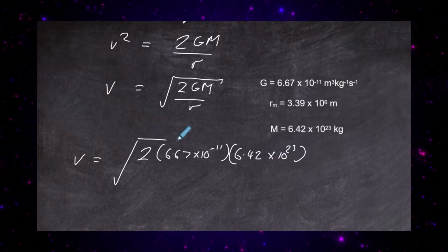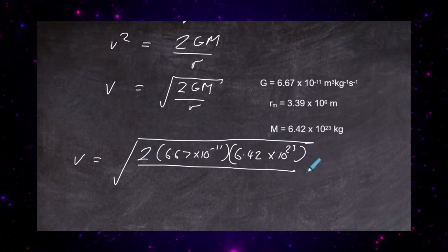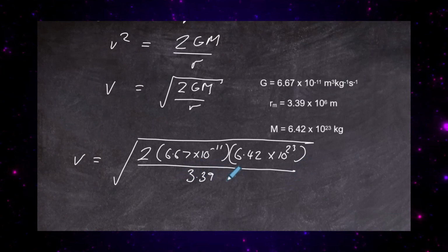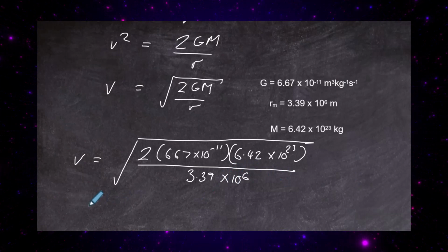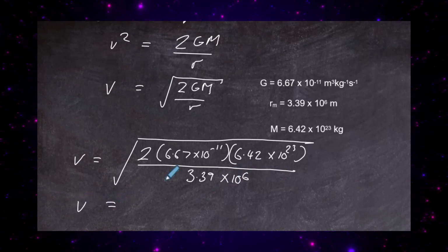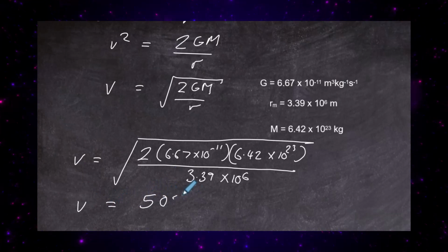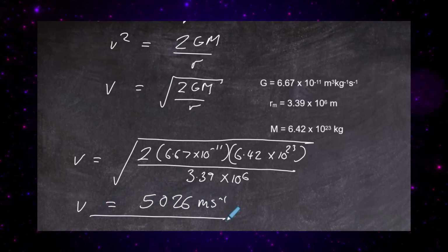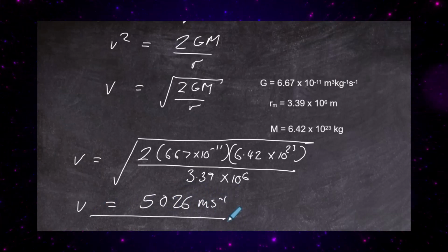Okay, that's the top one done. And we're dividing that by the value for the radius of the planet r, which is 3.39 times 10 to the power 6 metres. We do that in our calculator and we end up with an answer of 5,026 metres per second. That's the escape velocity of an object to escape the gravitational field of Mars.